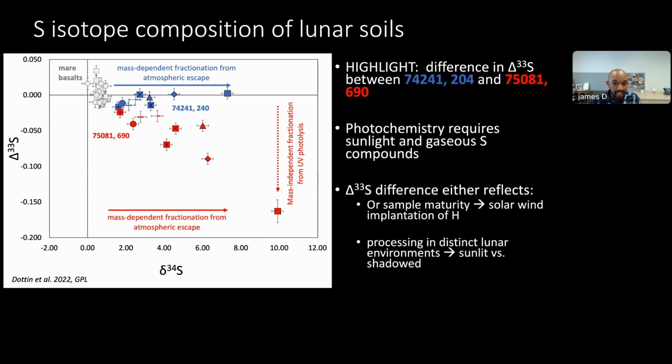And so there could be, say, a difference in the amount of solar wind implanted hydrogen, which then could play a role in how much, say, H2S is ultimately released into that transient atmosphere and bombarded by UV to produce mass-independent fractionation. The difference could also indicate that there was potentially processing of these soils in distinct lunar environments, such as a sunlit versus shadowed region.